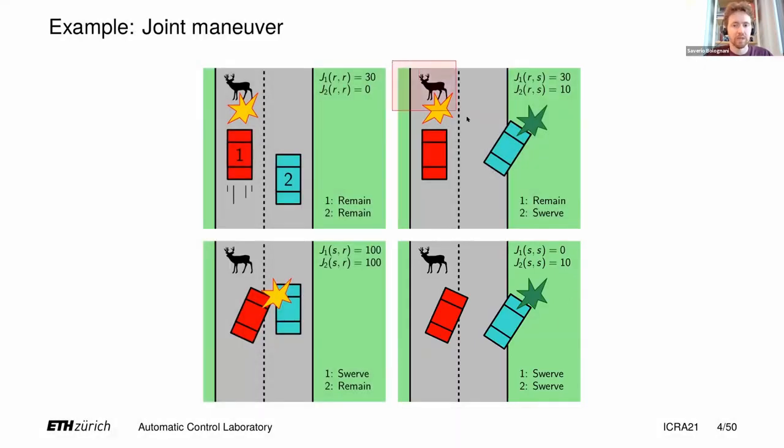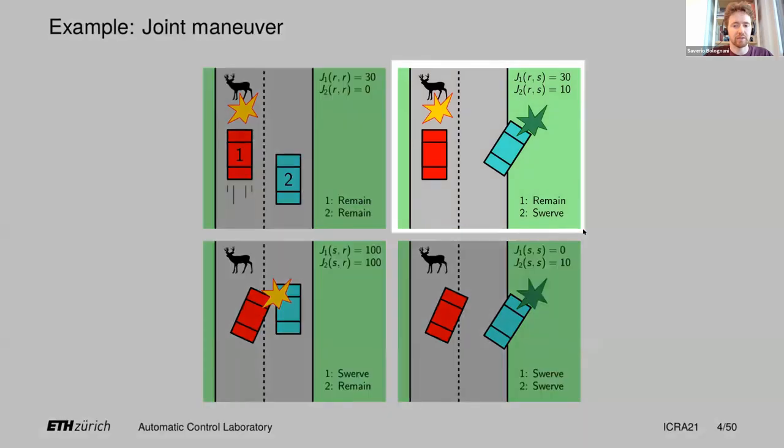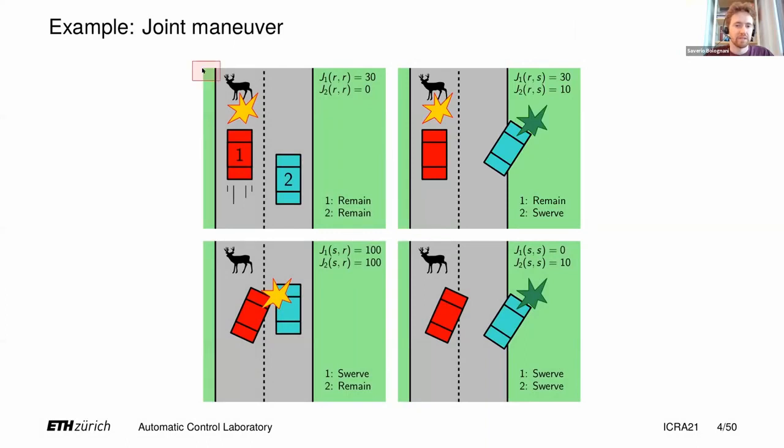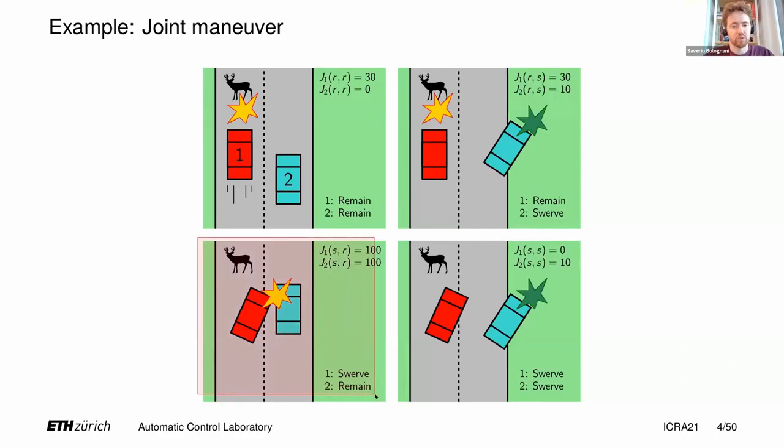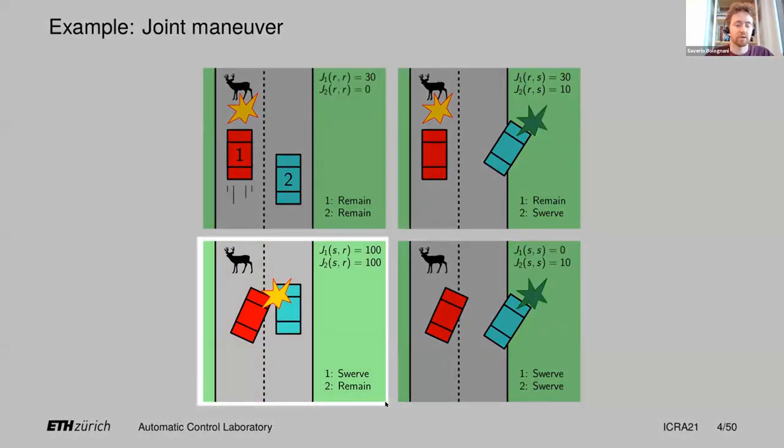What happens if player one decides to stay on the lane and player two decides to swerve to the right? Well, then they both incur a cost, like the cost of hitting the obstacle and the cost of swerving into the grass. What happens if they both remain on their lane? Well, you can imagine one of them hits the deer and the other one doesn't incur any cost. What happens if the first one swerves and the second one remains? Well, they incur the largest cost of all, both of them, right? That's, let's say, 100. Here we're just playing with numbers.